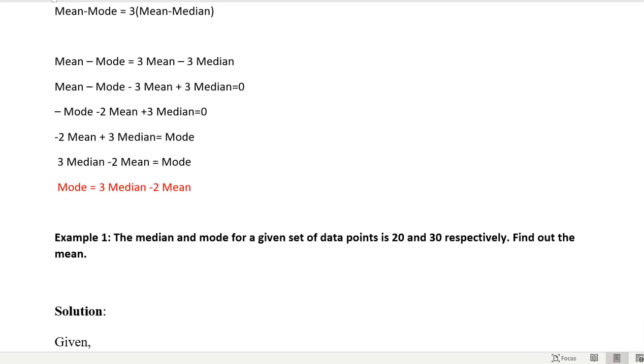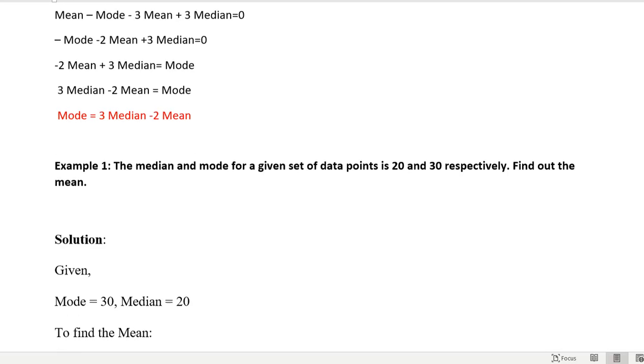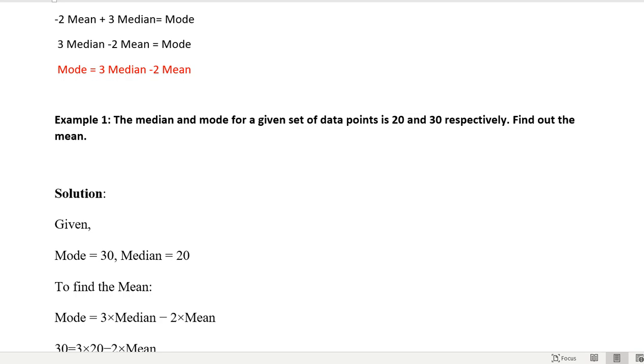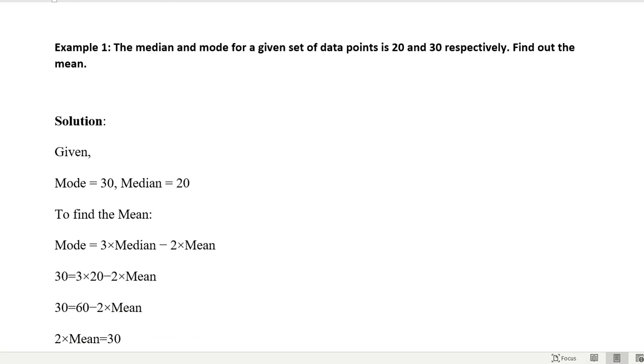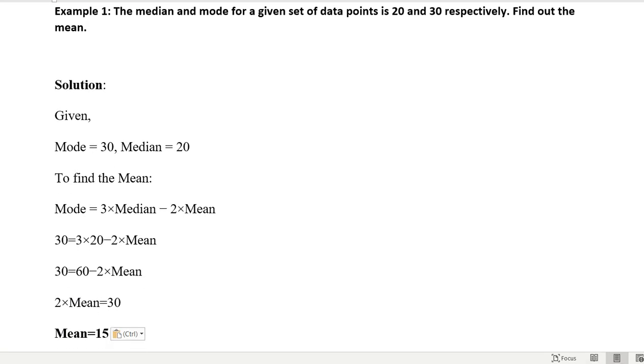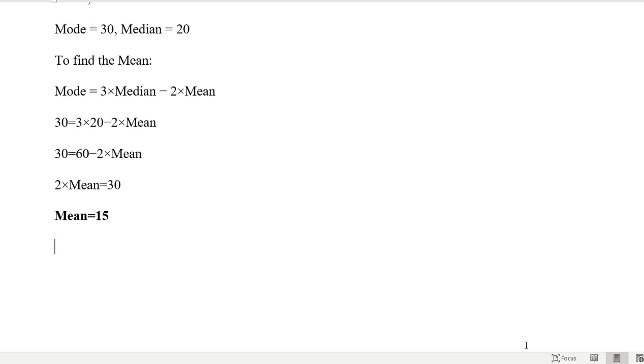In this case median is given, which is 20, and mode is 30. We'll use the same relationship. See, this is the relationship. Mode is equal to 3 into median minus 2 into mean. Just put mode value 30, 3 into 20, minus 2 into mean. Now we got 30 equal to 60 minus 2 into mean. This 30 minus 60 is minus 30. And furthermore, we divide by 2, so the mean is 15. So this is how you can find the third one.